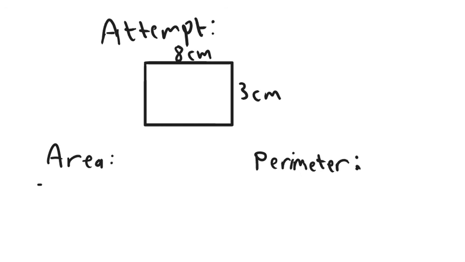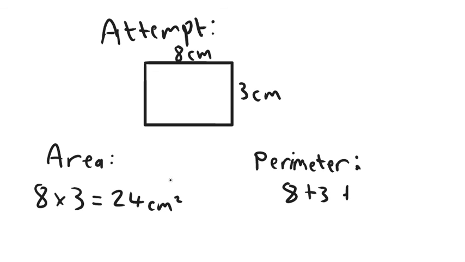So area will be 8 multiplied by 3. 8 multiplied by 3 is 24, and we're given our answer in centimeters squared or square centimeters. Perimeter then would be 8 plus 3 plus another 8 across the bottom and then plus another 3 back up the side. So 8 plus 3 is 11, plus 8 is 19, plus 3 is 22. We get 22 centimeters. So the perimeter of that rectangle is 22 centimeters.